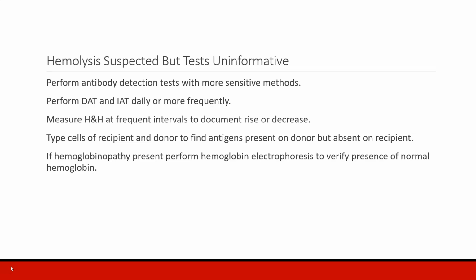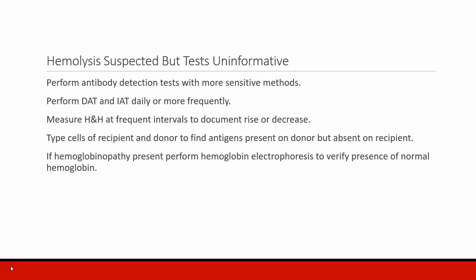Measure the H&H at frequent intervals to document the rise or decrease. After transfusion, the patient didn't get much blood, we hope. So the pre-H&H and the post-H&H should be the same or maybe a little bit higher on the post-H&H depending upon how much blood they get. If there's a decrease, then something's going on. And we're really going out in the woods for this.